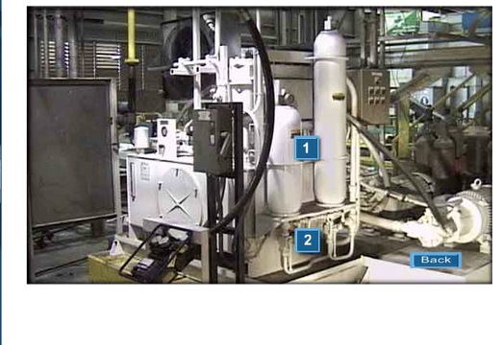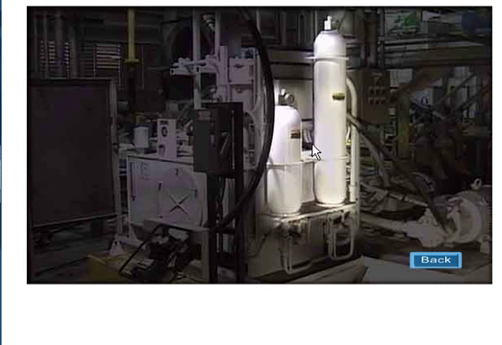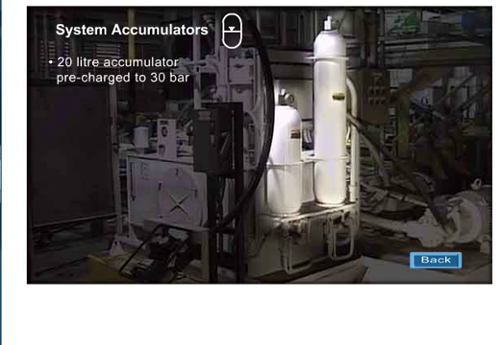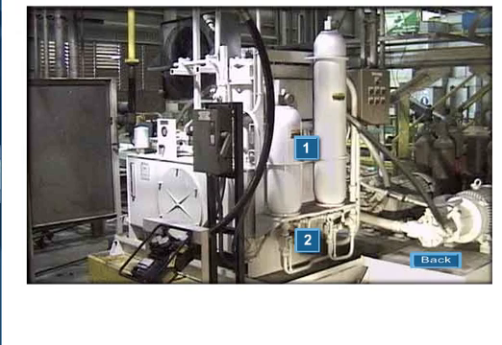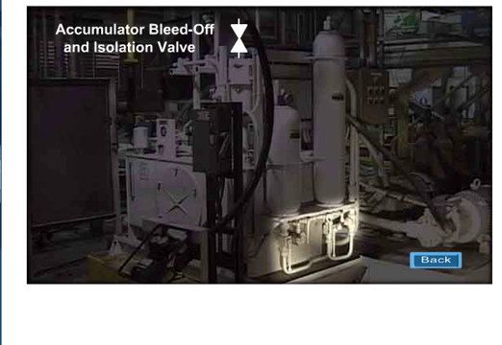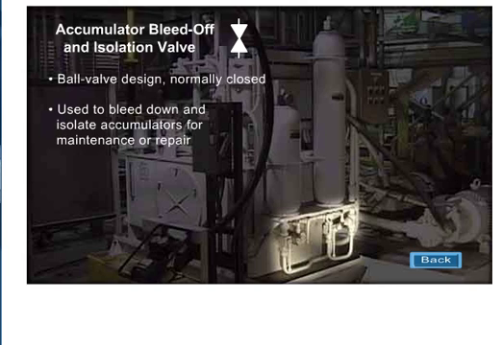Choose an area of interest and click on the appropriate number. System accumulators. 20-liter accumulator pre-charged to 30 bar. 40-liter accumulator pre-charged to 30 bar. Provides stored energy in the event of input power loss. Accumulator bleed-off and isolation valves. Ball valve design, normally closed. Used to bleed down and isolate accumulators for maintenance or repair.